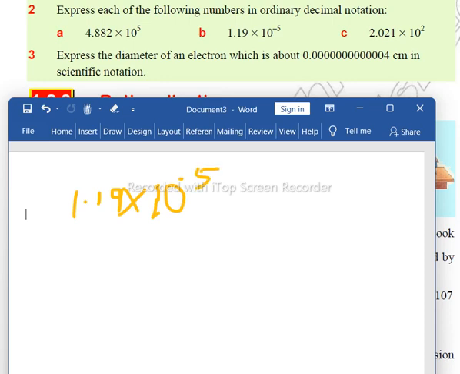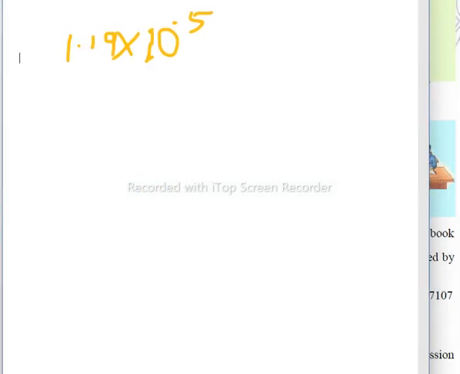We have this number. Since this is a negative number, we have to put it as a decimal number. So we have to give here what we have: 1, and another 4 zeros will be written here.